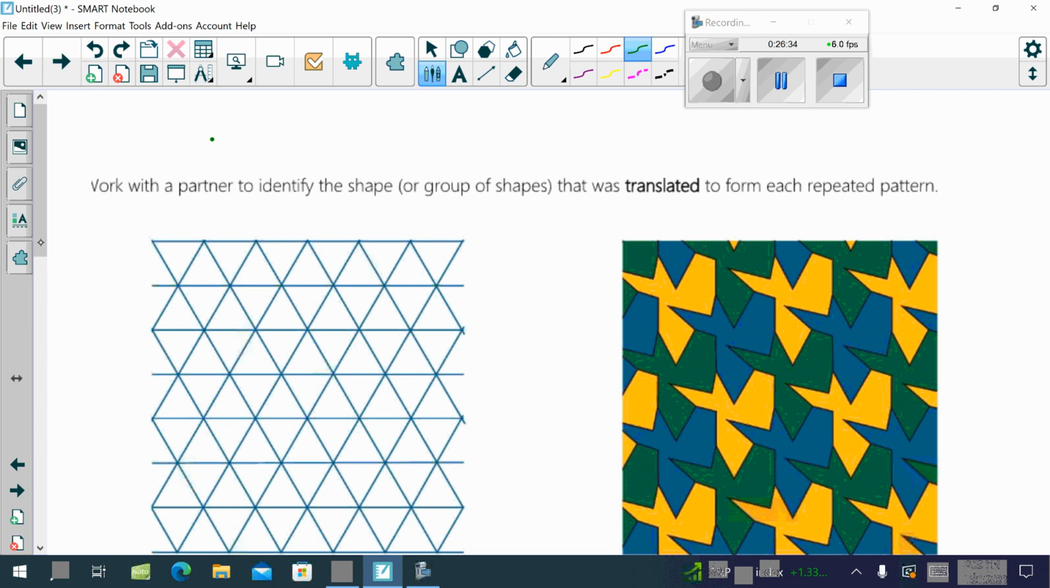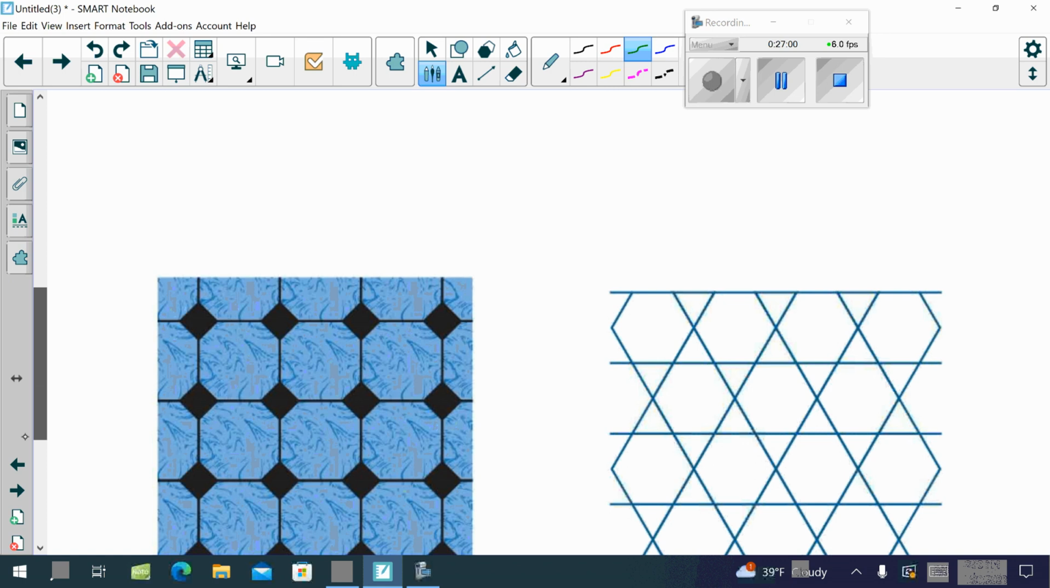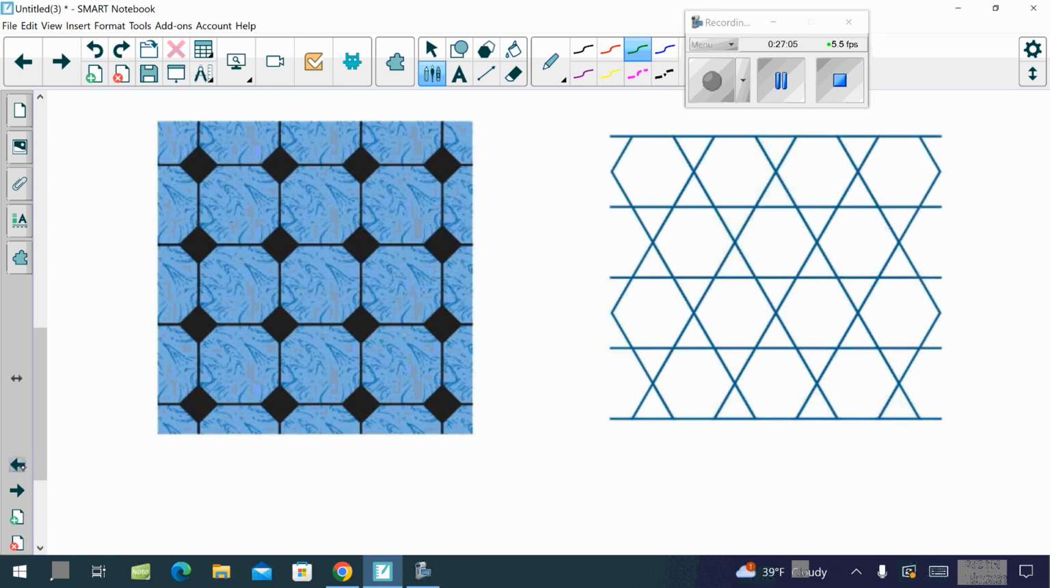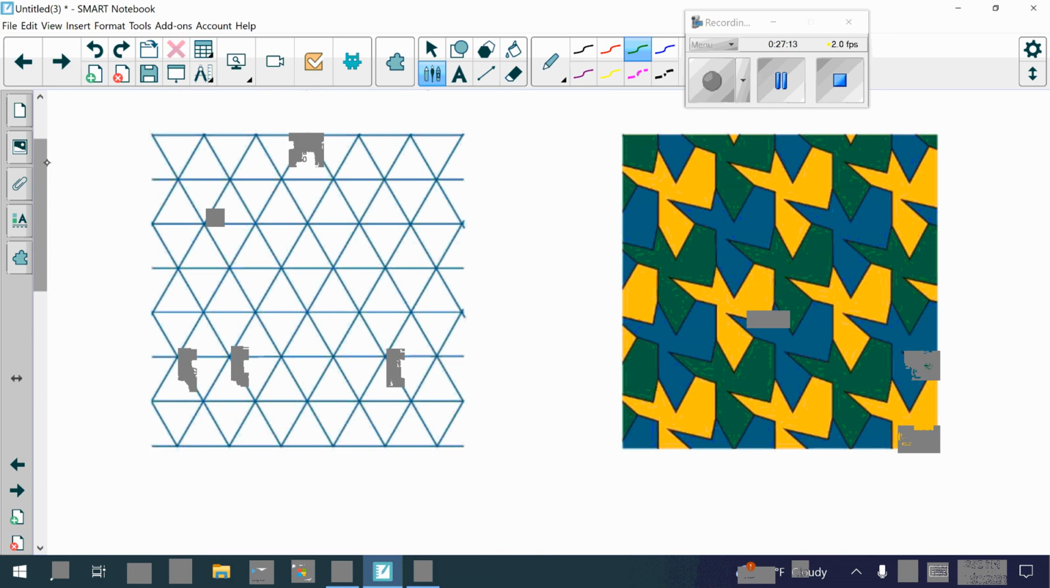So it says work with a partner to identify the shape or groups of shapes that was translated to form each repeated pattern. So what single shape or group of shapes forms this pattern? What shape or group of shapes form each of these? So try for a minute and talk to somebody next to you. What shape or group of shapes do you think helps form each pattern? Go. Okay, let's see how you did.